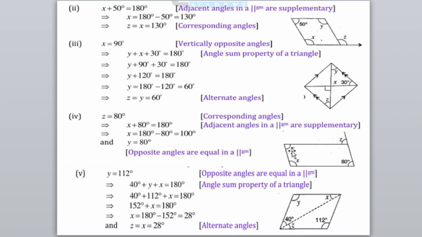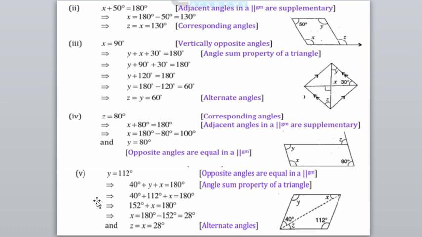Now we want the value of y. So in a parallelogram opposite angles are equal. So if this angle is 80 degree, it means y is also 80 degree, because y and the 80 degree angle which is given, they both are opposite. So therefore y equals 80 degree, because opposite angles are equal in a parallelogram.